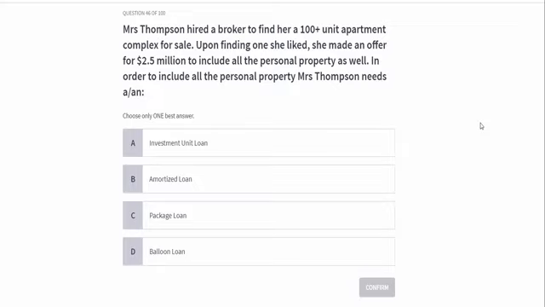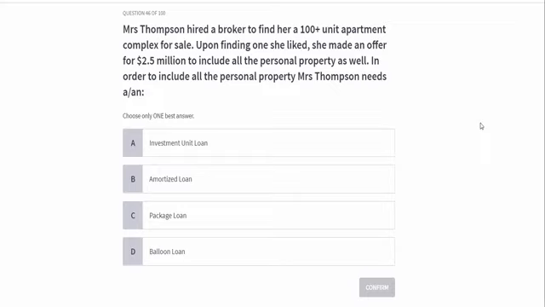Question 46. Mrs. Thompson hired a broker to find her a 100 plus unit apartment complex for sale. Upon finding one she liked, she made an offer for $2.5 million to include all the personal property as well. In order to include all the personal property, Mrs. Thompson needs a/an, and it gives us four options. Is it A, an investment unit loan, B, an amortized loan, C, a package loan, or D, a balloon loan?